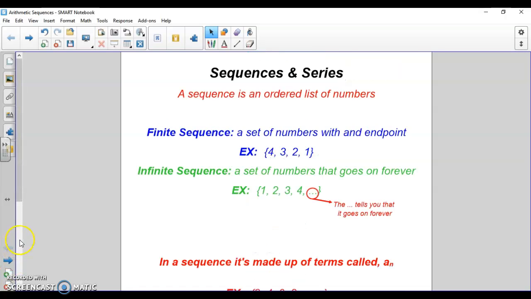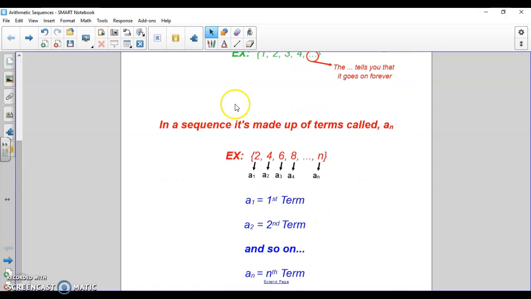In a sequence, you'll see some labels. It's made up of terms called a sub n, whatever it may be. So like in this sequence, we have 2, 4, 6, 8, and it goes all the way and it stops at n. Some random number it stops at. So we have a sub 1 is just your first term. That's all that means. A sub 2 is your second term, and so on. A sub n is just a general nth term. So we're just talking about any term in the sequence.